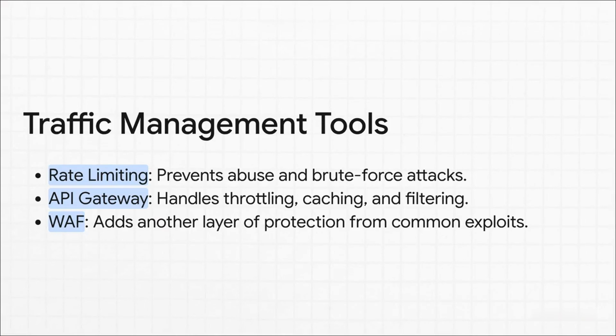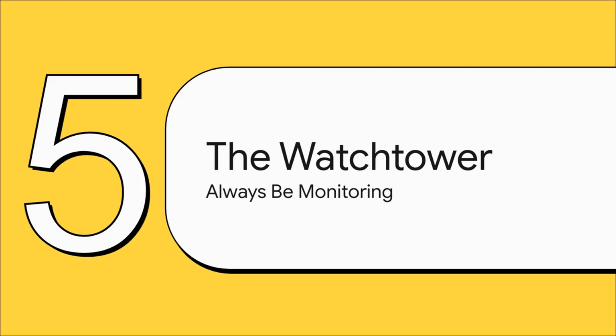Rate limiting is what prevents a single user from just hammering your API with too many requests. An API gateway, well, it's like a bouncer at the front door, filtering traffic before it even gets to your app. And a web application firewall, or WAF, that's like an extra layer of guards that can spot and block known attack patterns automatically.